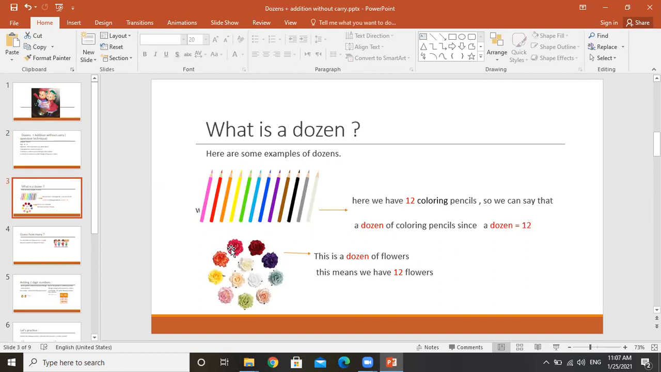Let's count the flowers. 1, 2, 3, 4, 5, 6, 7, 8, 9, 10, 11, 12. So here we have a dozen flowers since we have 12 flowers. So always remember that a dozen is equal to 12.